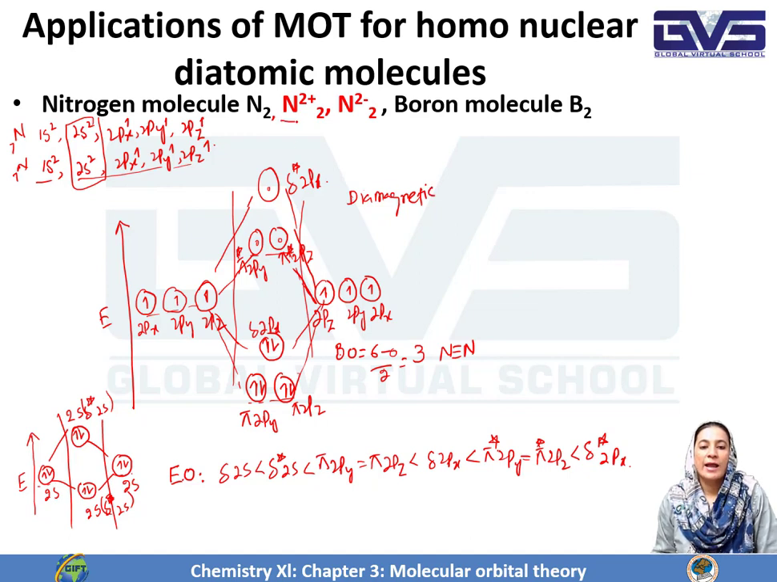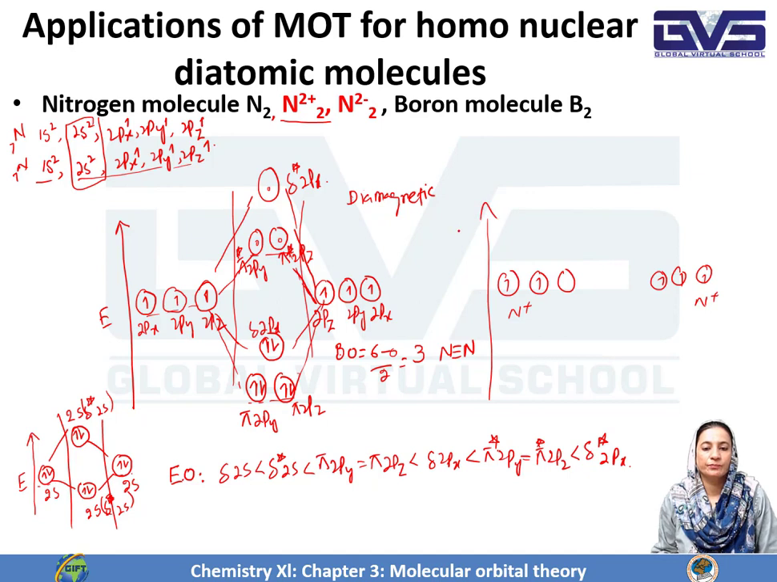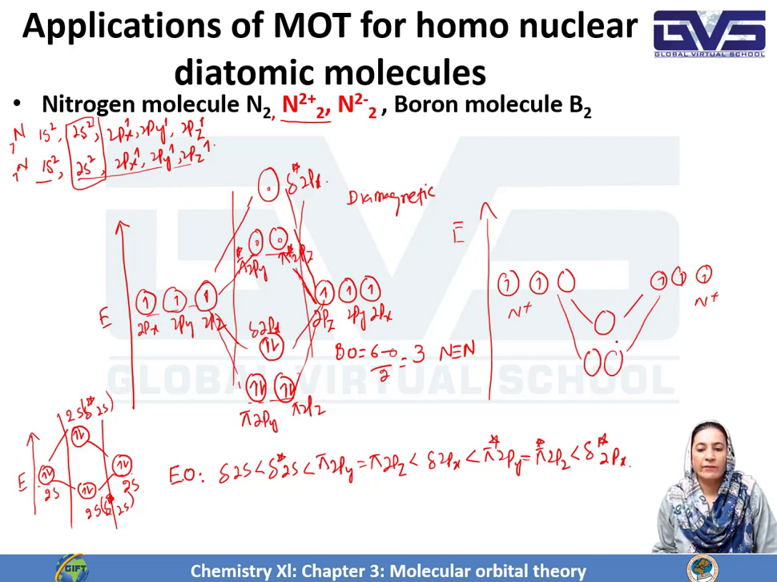If you want to draw for N2 2 positive, 2 positive means removal of electrons. 2 positive means removal of 2 electrons. I'm just drawing for you 1, 1, because this is now N positive and this is now N positive, so both have N positive. The remaining energy diagram will be the same. Now I am not writing the names, you can write them, and you should write them.